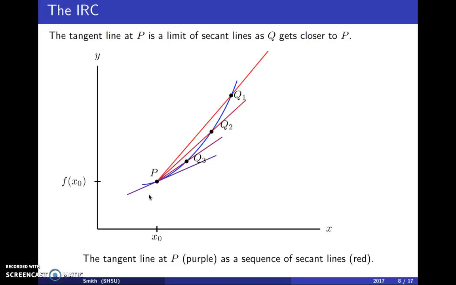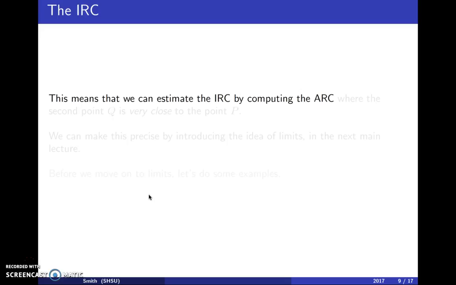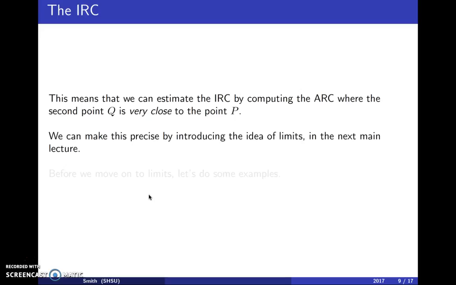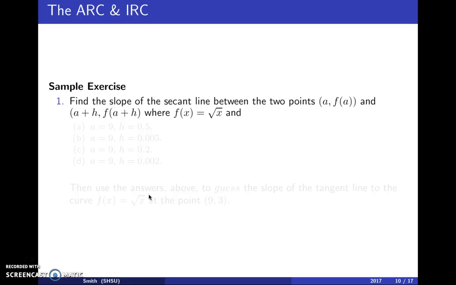The point P is where we would like to find the slope. And we think of the tangent line at P, drawn in purple, as a limit of secant lines as points Q, Q1, Q2, Q3 move closer and closer to P. And the secant lines are drawn in red. This means that we can estimate the IRC by computing the ARC, where the second point Q is very close to P. We can make this precise by introducing the idea of limits in the next main lecture. Before we move on to limits, let's do some examples.